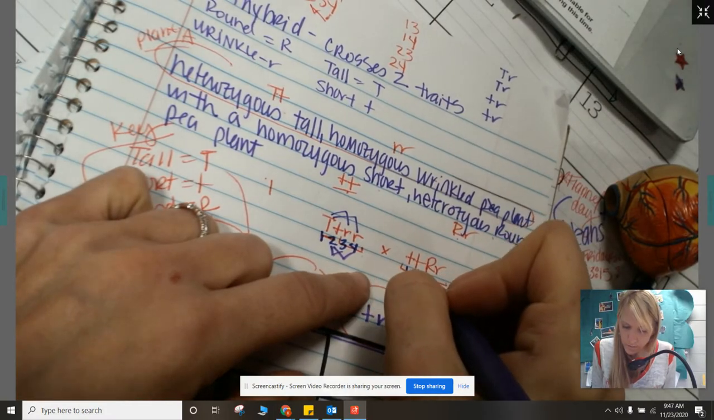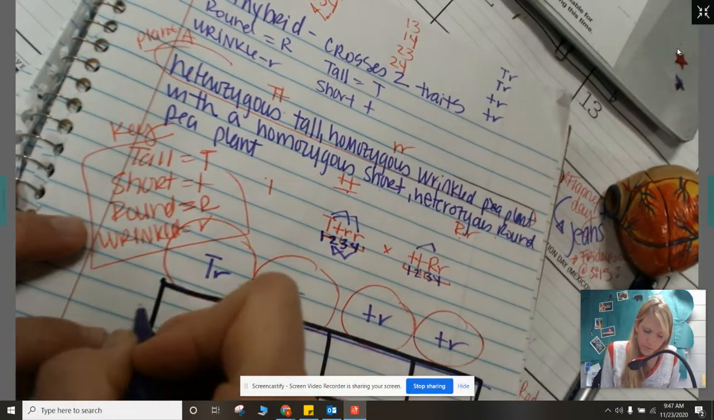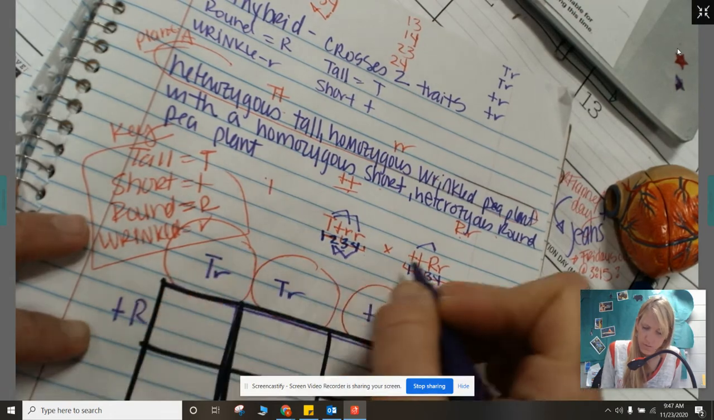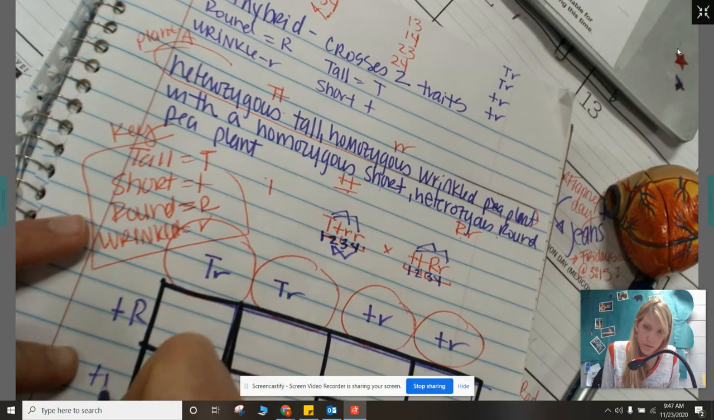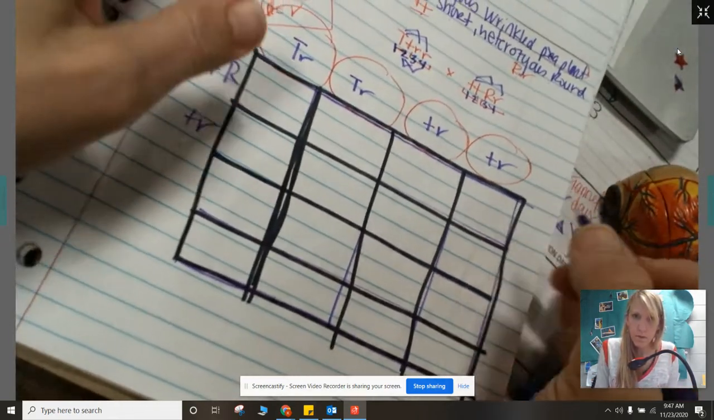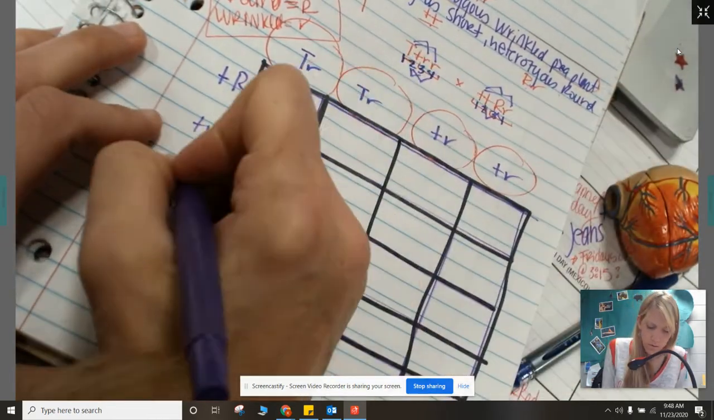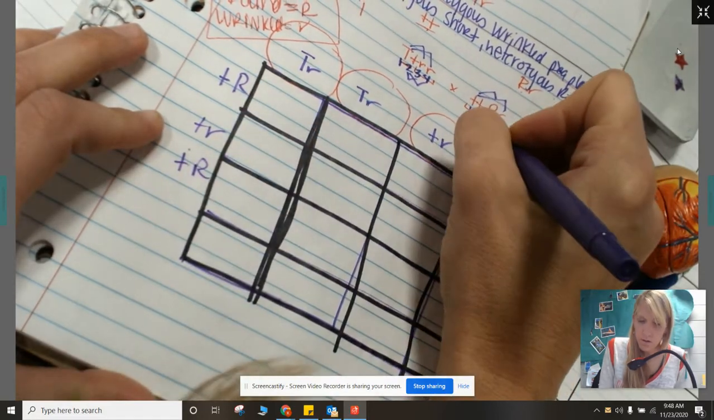If it's helpful, right underneath them, I'm just gonna write them all right here. Little T, big R. Little T, little r. Can you see it? Right here. Little T, big R. Little T, little R.